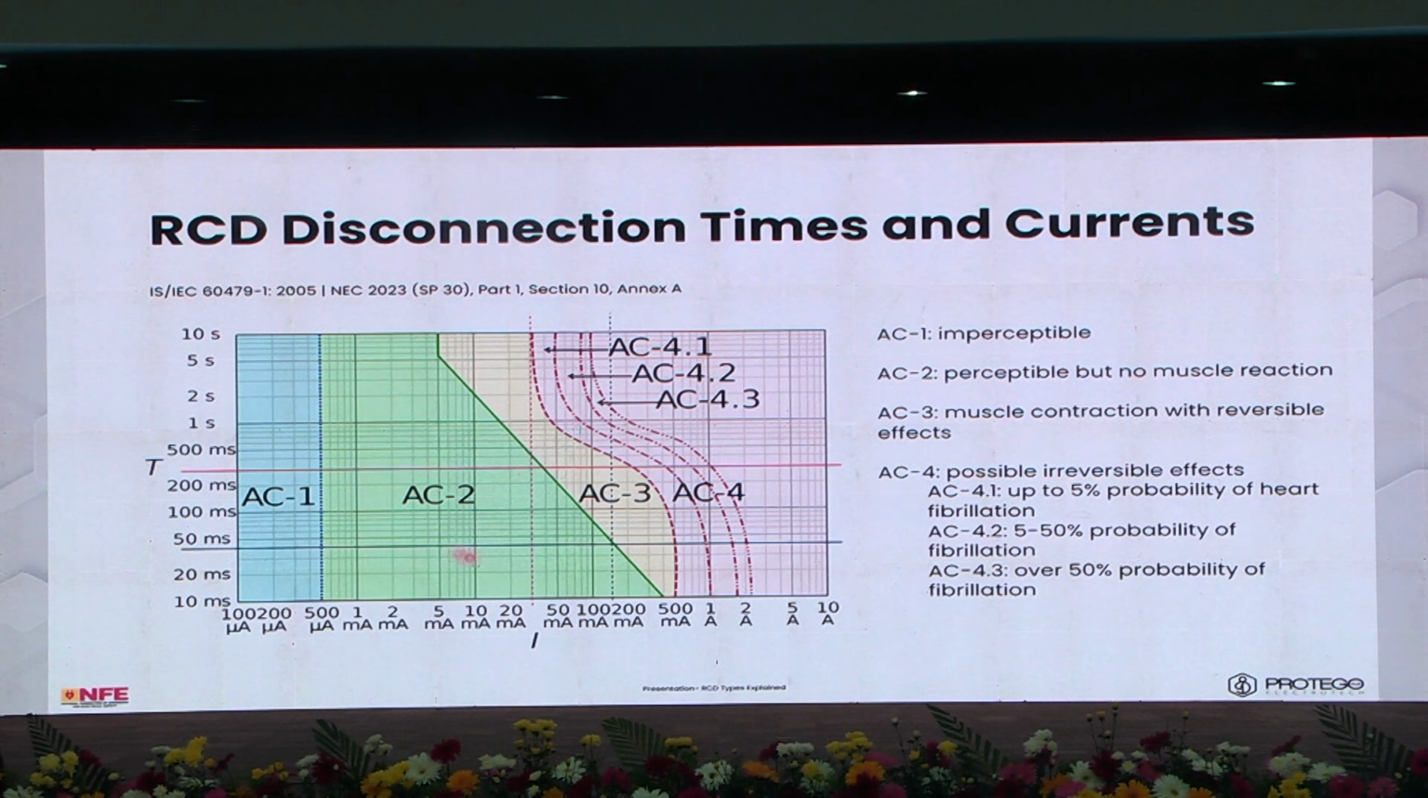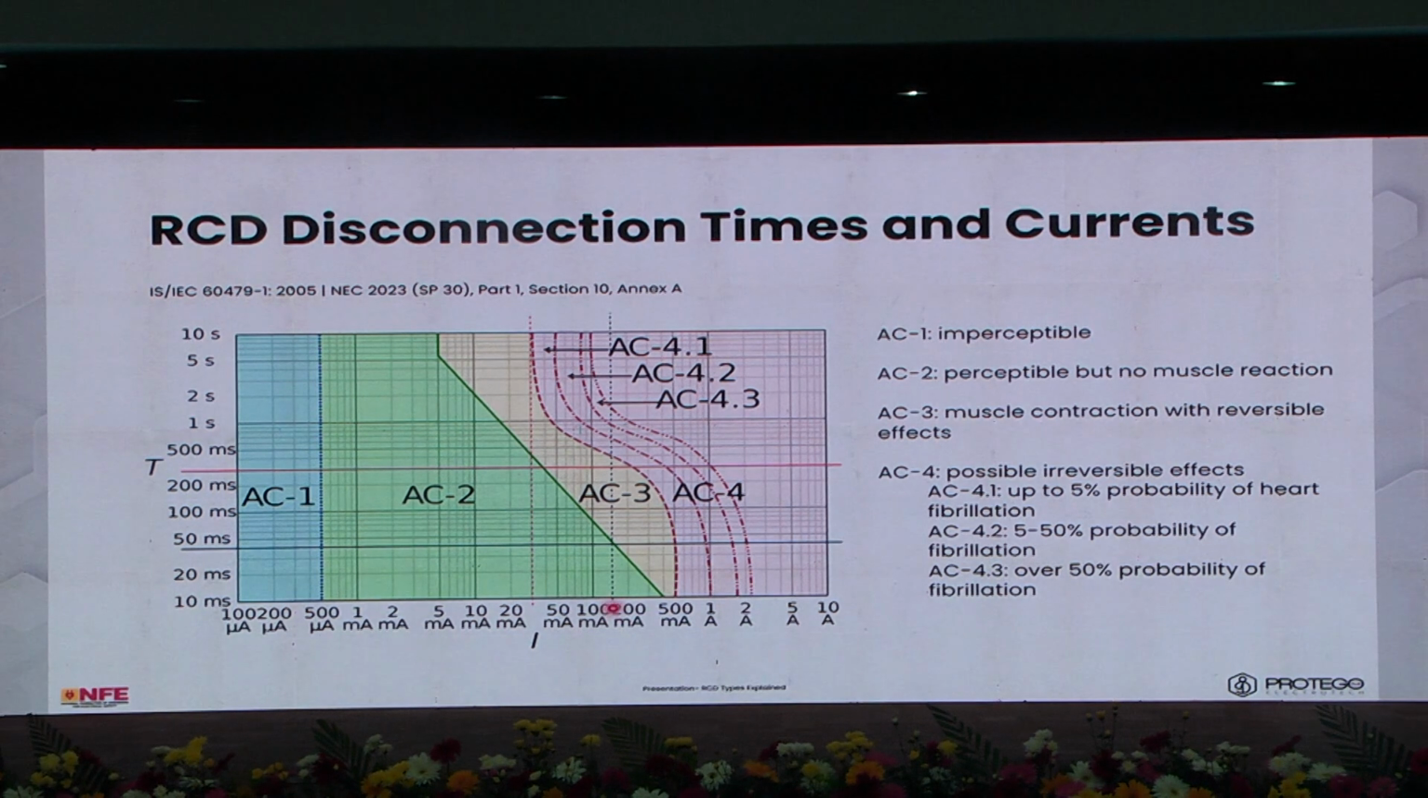And then where the blue line and the blue dotted line intersect, that's 40 milliseconds and 150 milliamperes. So that's 5 times I delta N and 40 milliseconds. And again, you're restricted to AC2, which is it is perceptible, but there's no muscle reaction. That's why 30 milliamps and these disconnection times, and that's why you verify them.